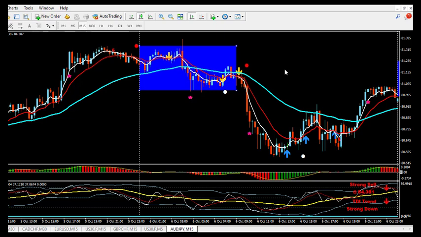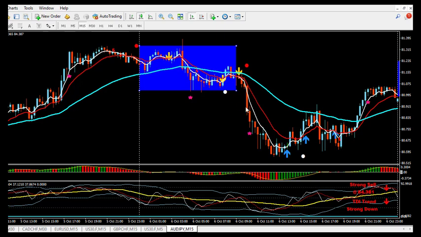And this setting, you are going to use it on the 15-minute time frame. I use it on the 15-minute time frame. I've not tested it on higher time frames, so I'm going to dwell only on the 15-minute time frame.